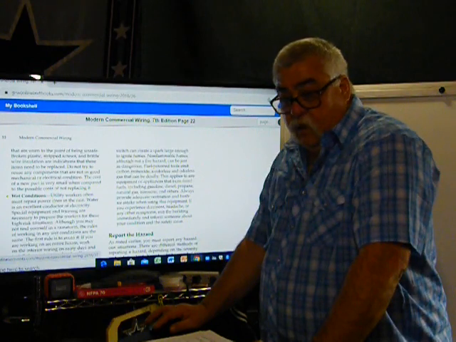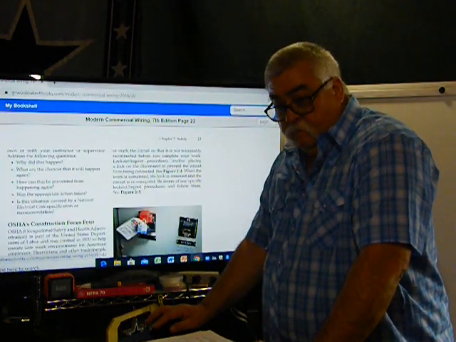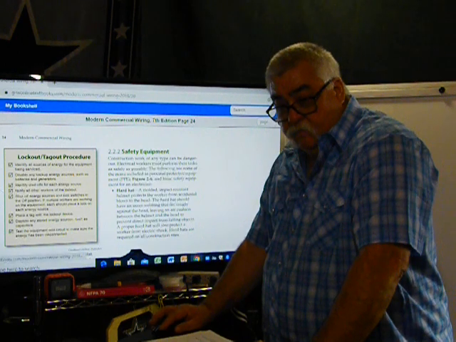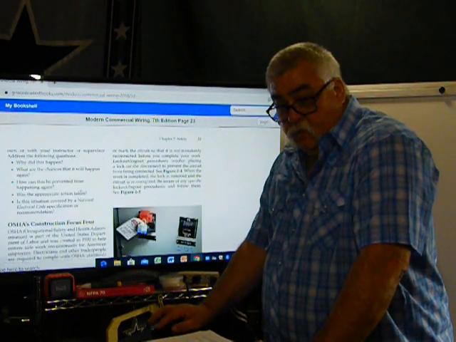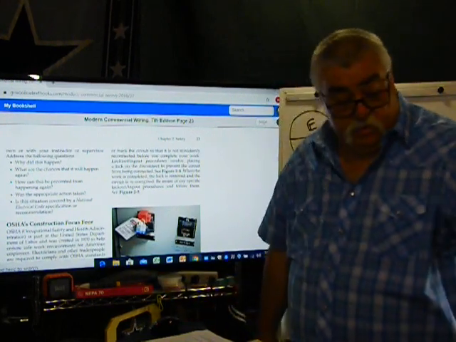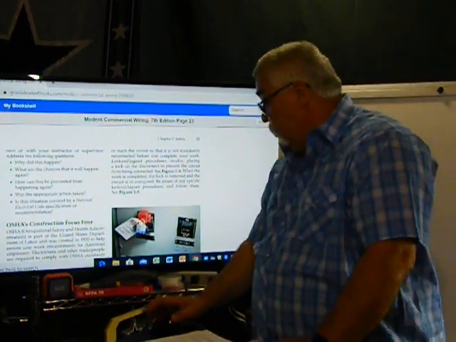If you see any hazards, report the hazards. There's the lockout, tag out. There's a lock. There's a picture there. That was just the little bag that I got that I show off.